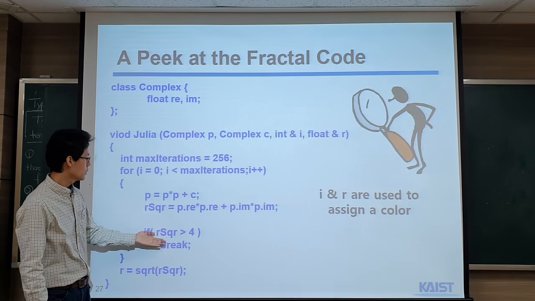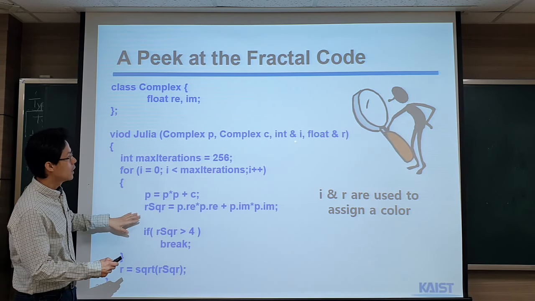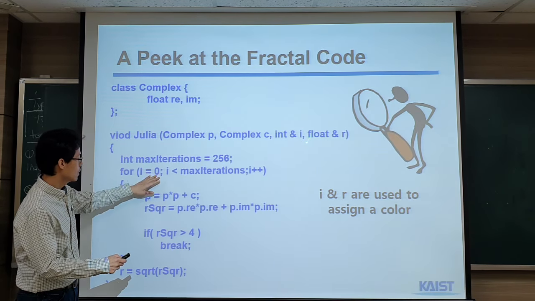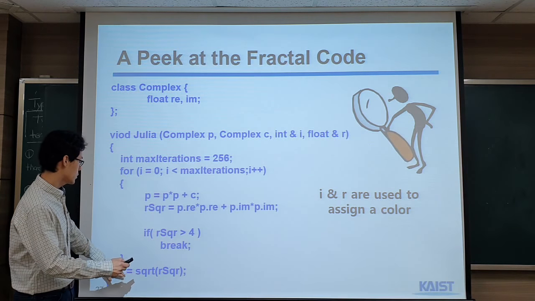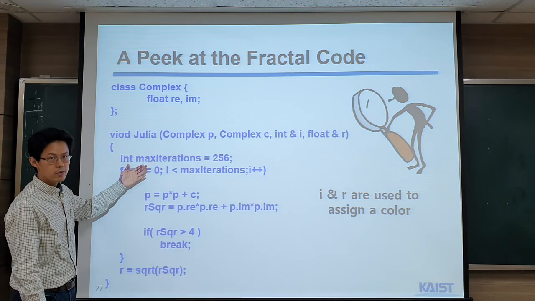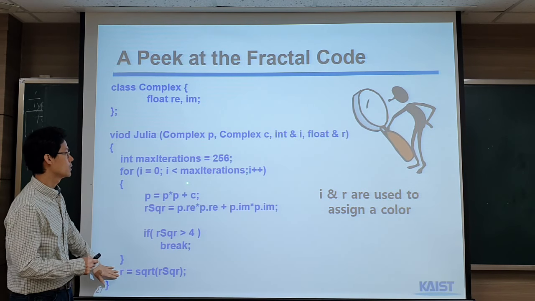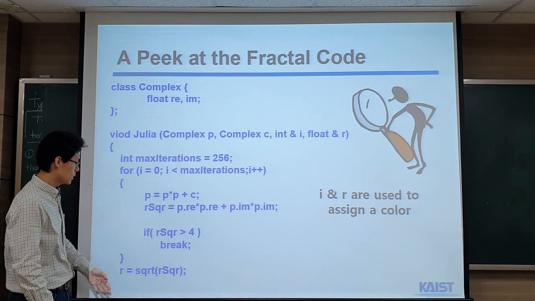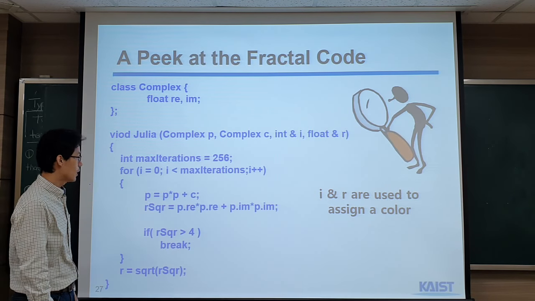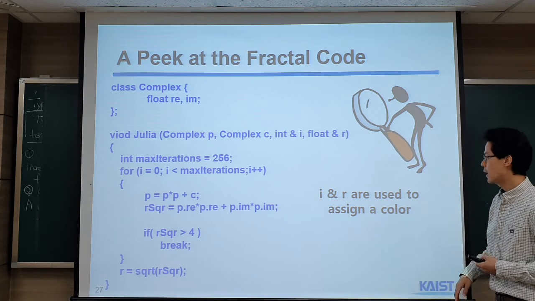If it's bigger than 4, we break out and return. You see that we assign i the number of iterations until we break out of this loop, and r is the magnitude of this value, right? But if the series has converged, then we keep iterating, and probably i will be assigned the last iteration, and at that time we will also get some very small r value, I guess. So here we use i and r to assign a color.